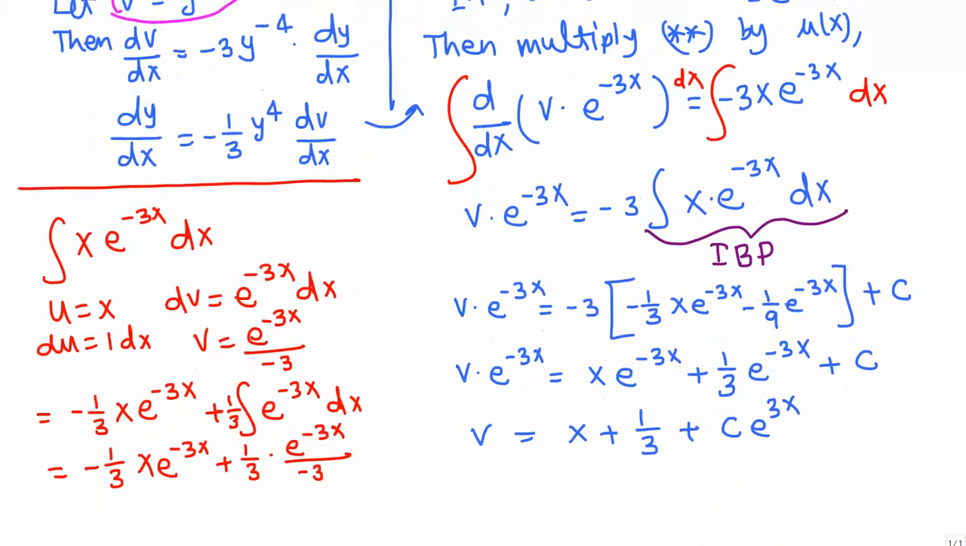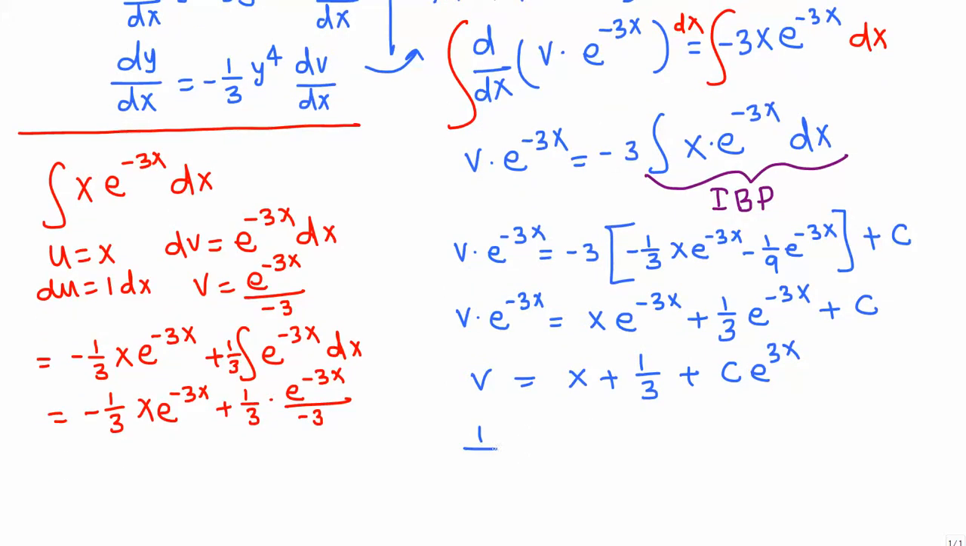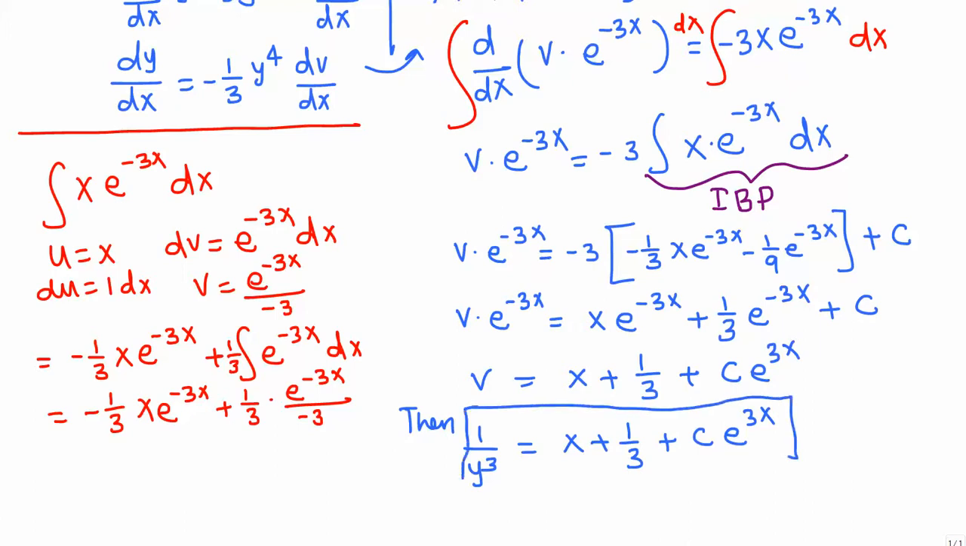So v is 1 over y cubed equals x plus 1/3 plus c e raised to 3x. In fact, you can combine these fractions and take the reciprocal, so that you will have y cubed equals something, and take the cube root. That would be the explicit answer, but this also works. This is the implicit solution. Final.